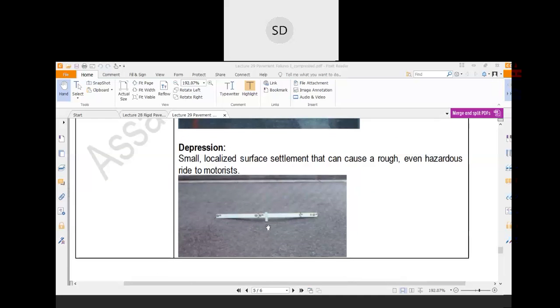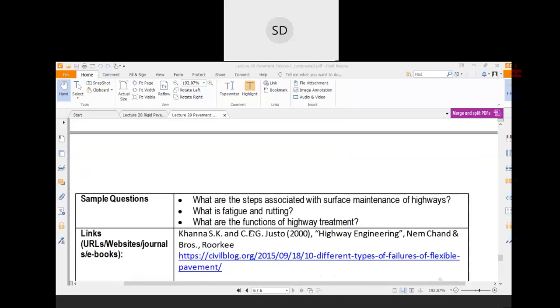Another failure is called depression. Depression, as the name suggests, means some portion of the pavement is depressed. It has lower elevation than the remaining portions of the pavement. It got depressed. This type of failure is called depression failure.